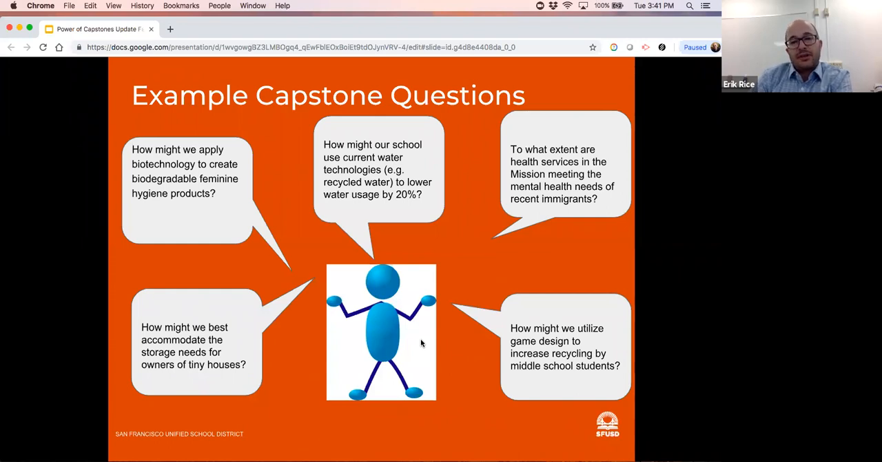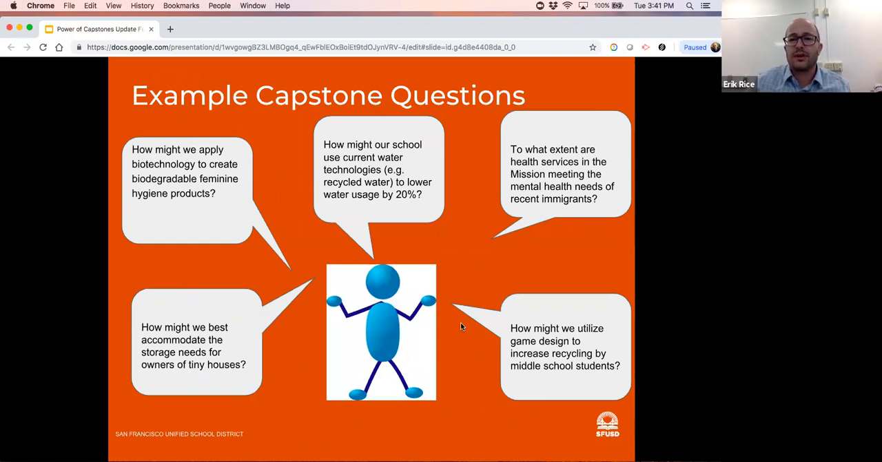So that was taking something in an environmental science or environmental technology pathway, and they'd studied water technology and lowering water usage, but they had to apply that to a new and novel situation that was important to them. And so they had stakeholders they had to talk to, they had to really understand the site needs, et cetera.